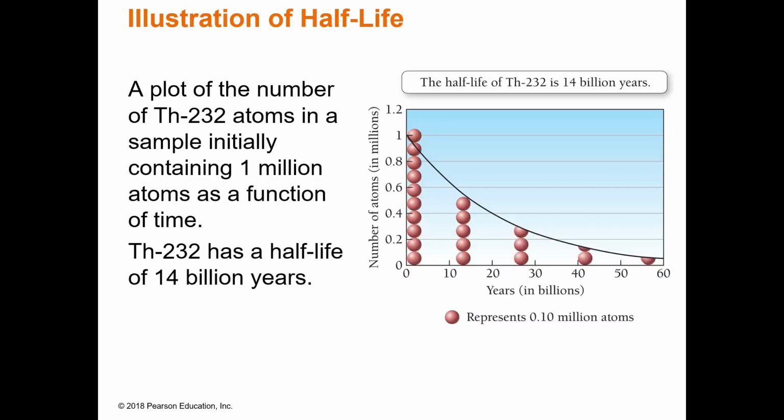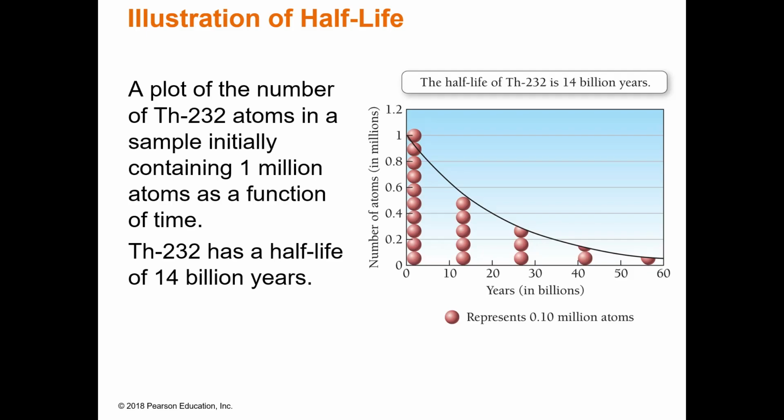This graph shows what we just talked about. Imagine we start with 1 million atoms of thorium-232. With each half-life, 14 billion years in this case, we lose half of what's left. So, after 14 billion years, we have 500,000 atoms. After 28 billion years, 250,000 remain. And so on.